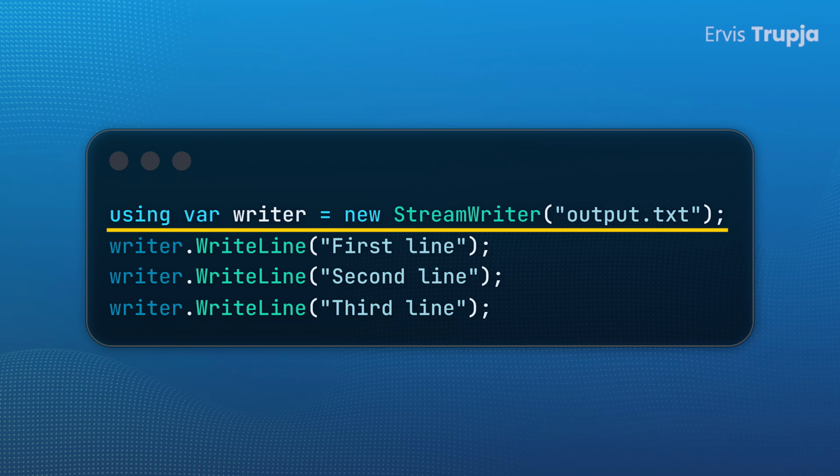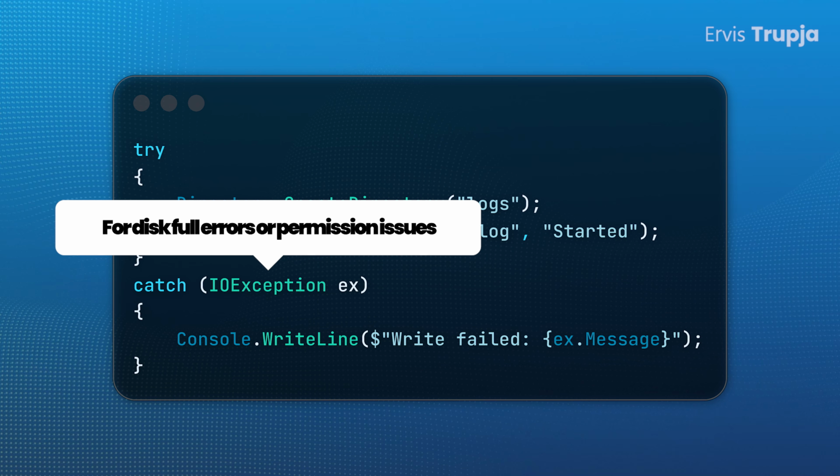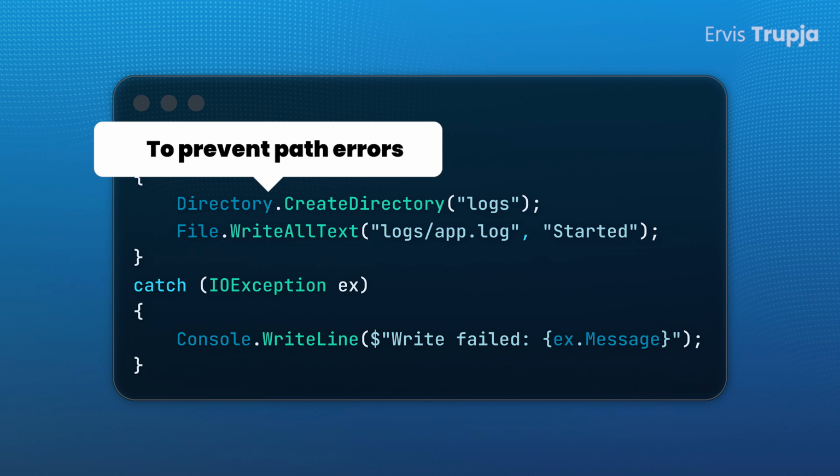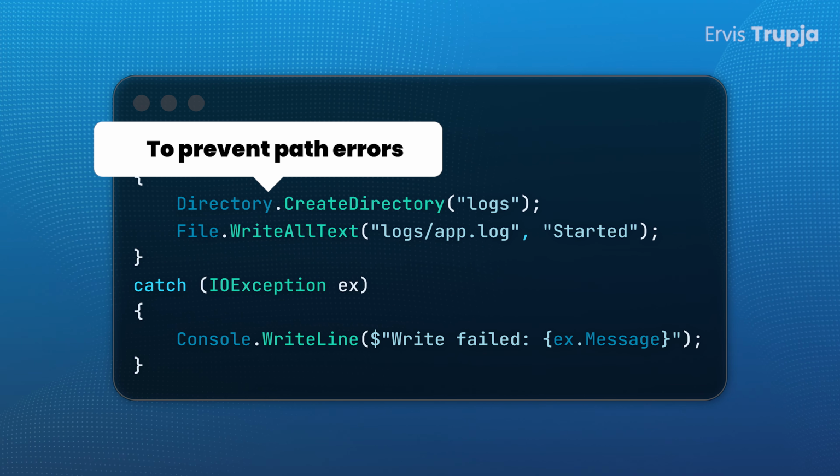Always use the using statements to ensure that files close properly even if exceptions occur. Handle IOExceptions for disk full errors or permission issues, and ensure that directories exist with Directory.CreateDirectory to prevent path errors.